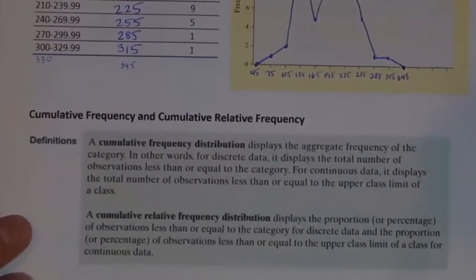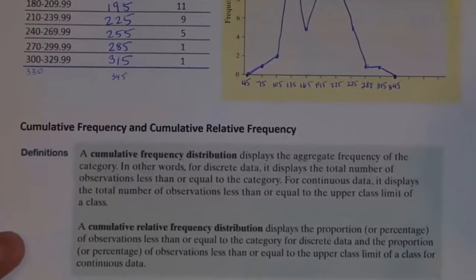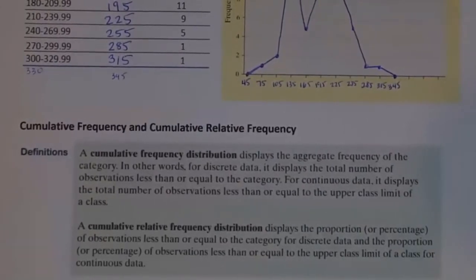Another way of organizing the data that is done sometimes will be to organize the data into cumulative frequency distributions or cumulative relative frequency distributions. Well, in a cumulative distribution, we're going to accumulate the frequencies or the relative frequencies as we go from each class to the next. So we're going to continue to aggregate the frequencies or the relative frequencies.